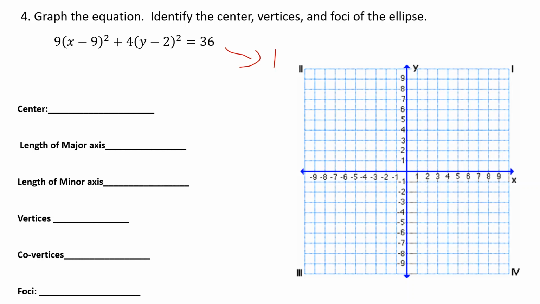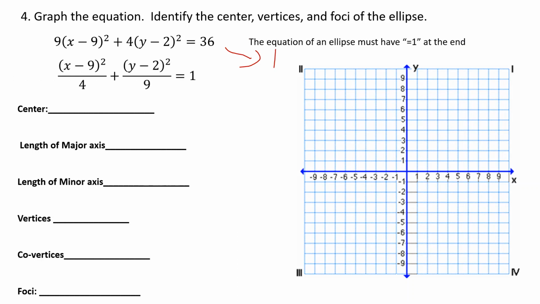So I'm going to divide 9 times (x minus 9) squared by 36. I'm going to divide 4 times (y minus 2) squared by 36, and I'm going to divide 36 by 36. So when you divide 9 by 36, that's how you get the 1 over 4. When you divide 4 by 36, that's how you get the 9 here. And of course, you need a 1 here.